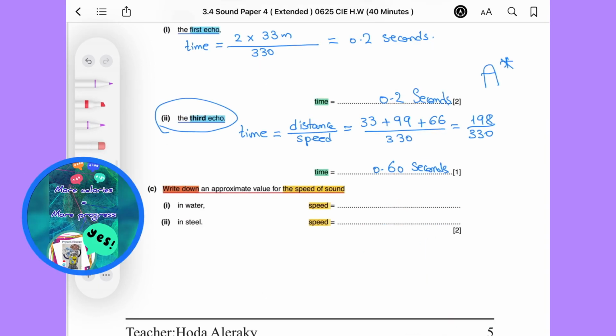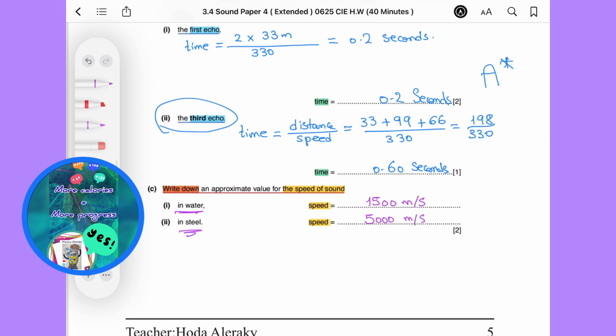Write down an approximate value for the speed of sound in water and in steel. You know that speed of sound in solids is faster than speed of sound in liquids. Speed of sound in liquids is faster than the speed of sound in gas, and so on. You can estimate the speed of sound in water as 1500 meters per second. In steel it's almost 5000 meters per second.